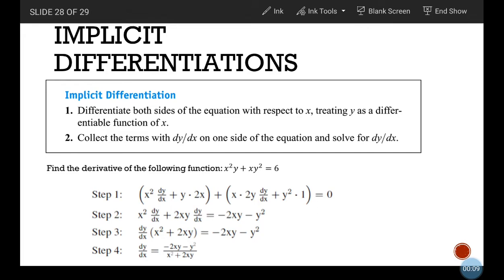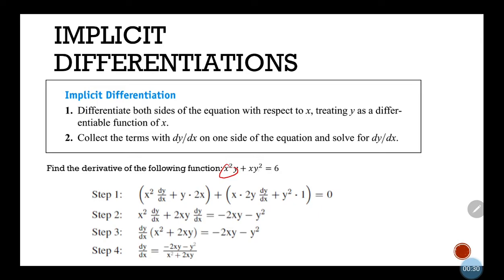Today we're going to learn about implicit differentiation. We have to use the formula for implicit differentiation only when there are two functions in the same equation, like this and like this. How can we solve it? We cannot use the normal method as before, but we have to manipulate the equation.